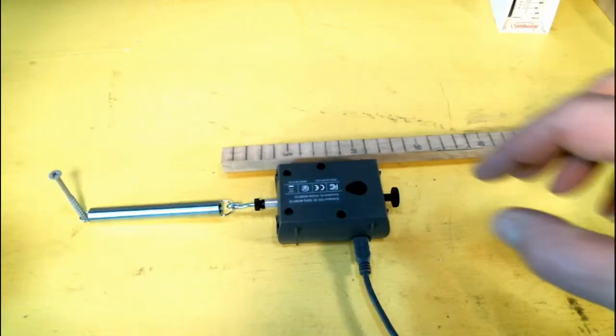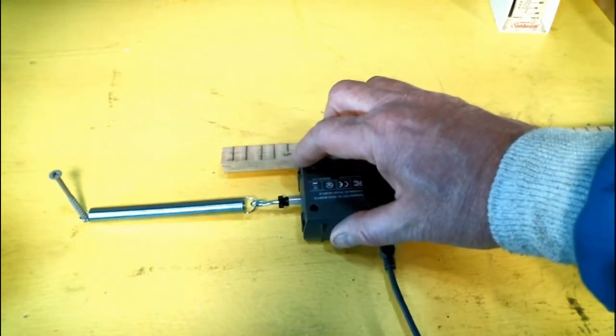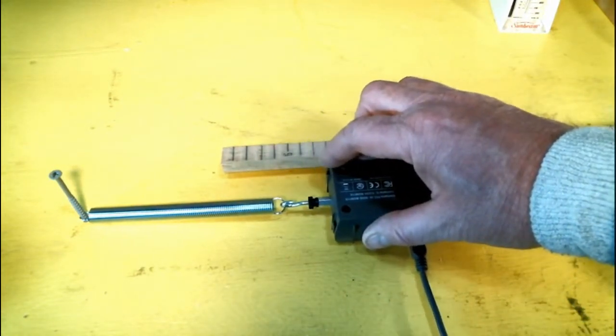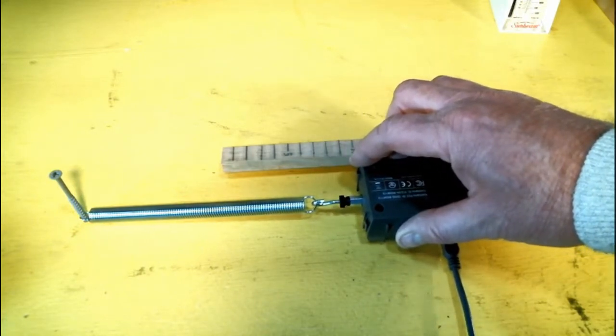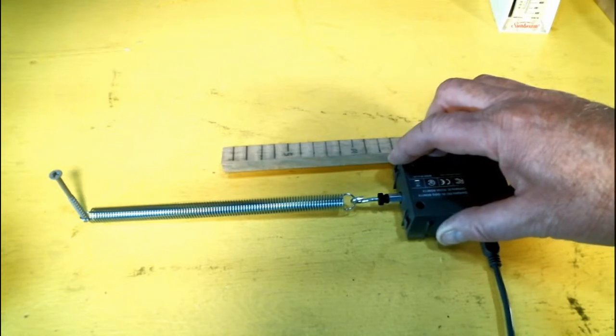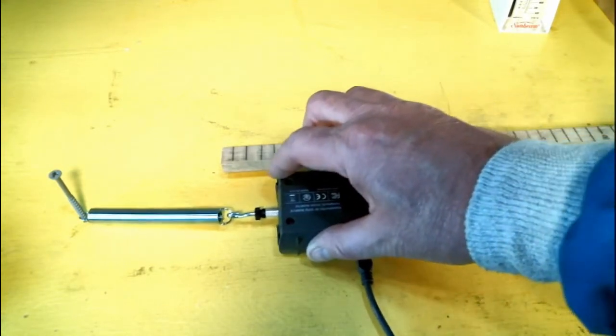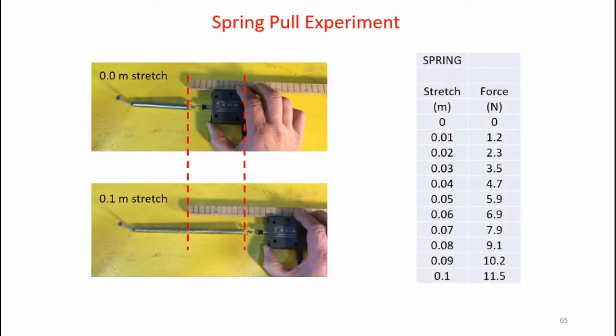Now let's do a simple pull test on the spring to see if this theory actually works. Here's the pull test on the spring. I extend the spring, making measurements as I pull. I pull the spring to a distance of 10 centimeters. Here's the results of that simple experiment. I show 2 images, the spring in its unstretched position and its fully stretched position of 0.1 meters.